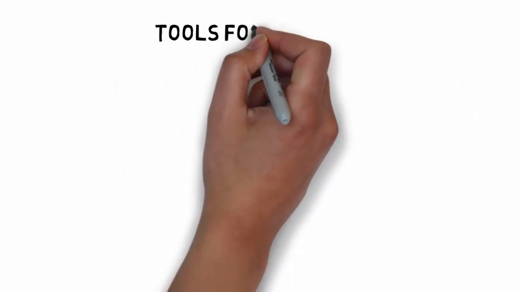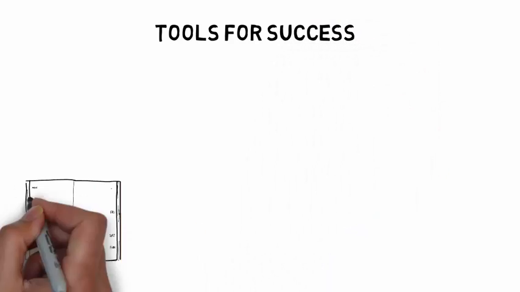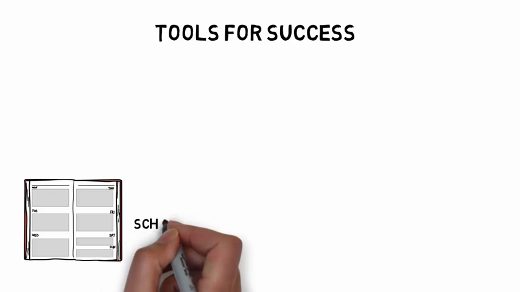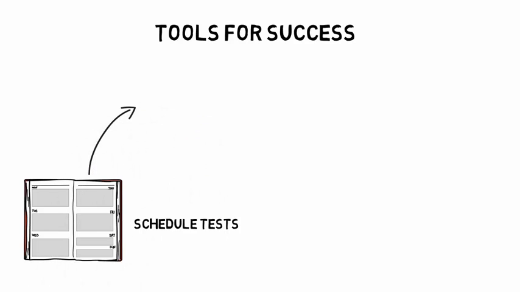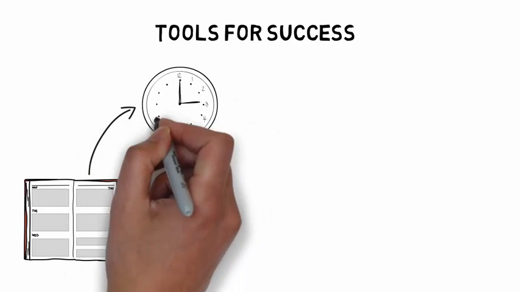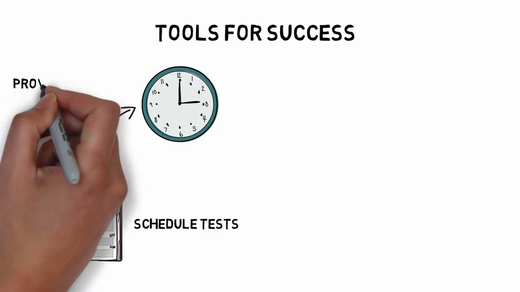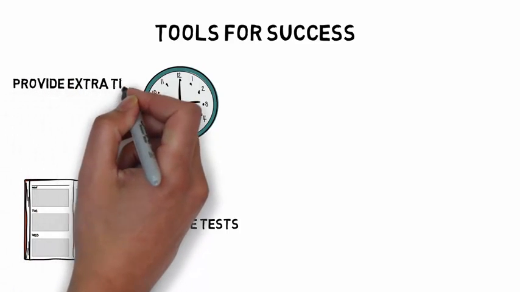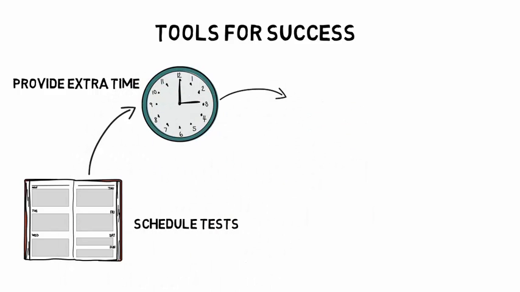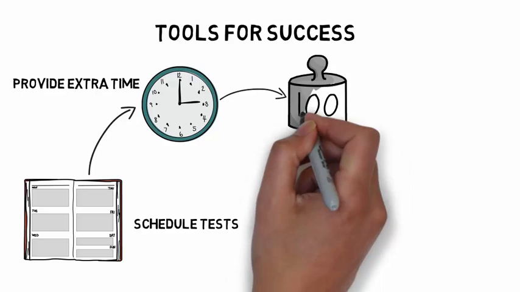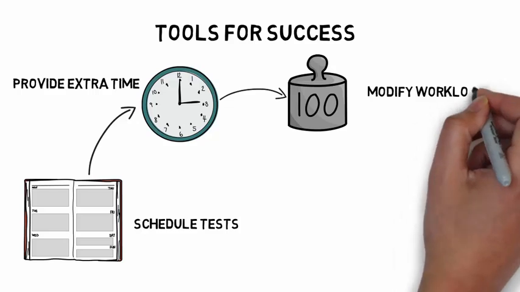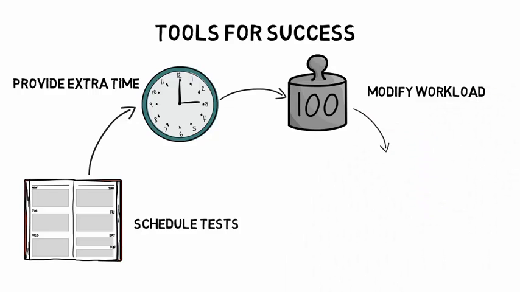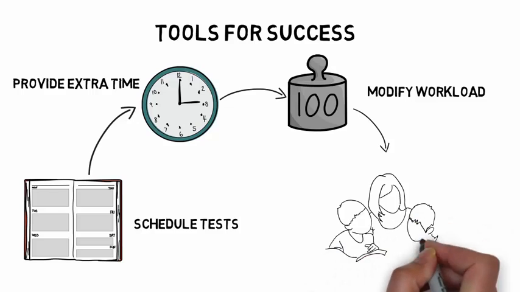Tools for success. Schedule tests when your student with CF is most alert, since they are likely to fatigue easily. Provide extra time for completing tests, homework, and class assignments. Modify workload to accommodate absences, fatigue, and illness. Allow for makeup work if necessary. Give preferential seating, such as moving the student with CF away from classmates who are sick. In addition, students who are smaller in size may be better seated closer to the board or the teacher.